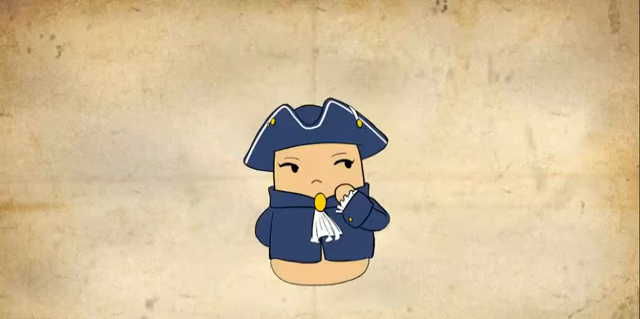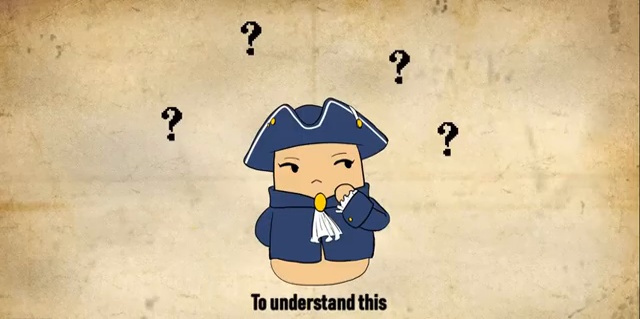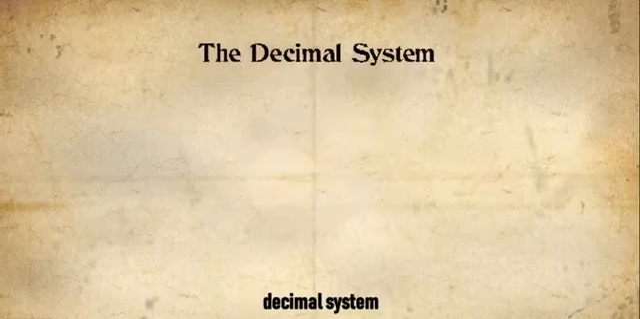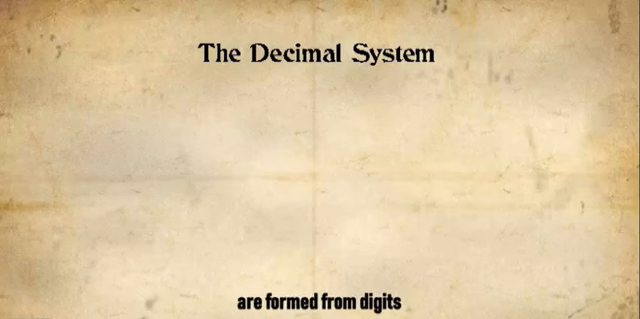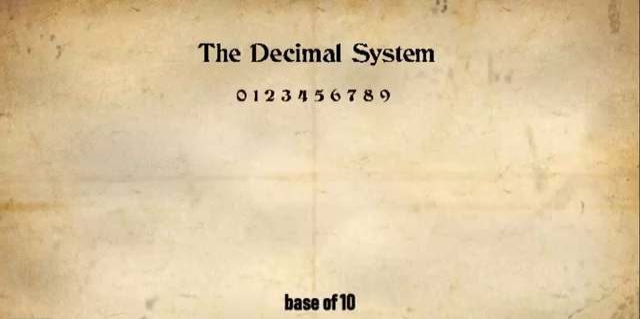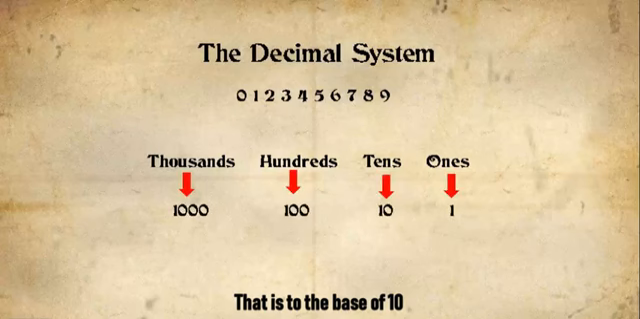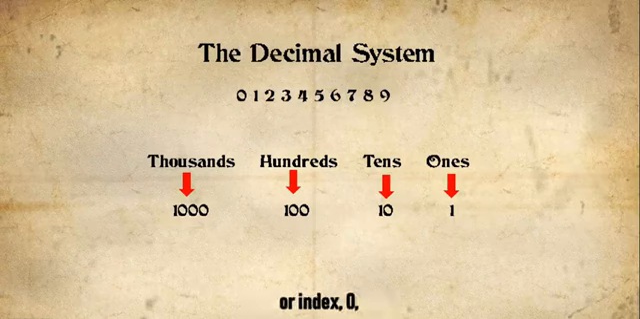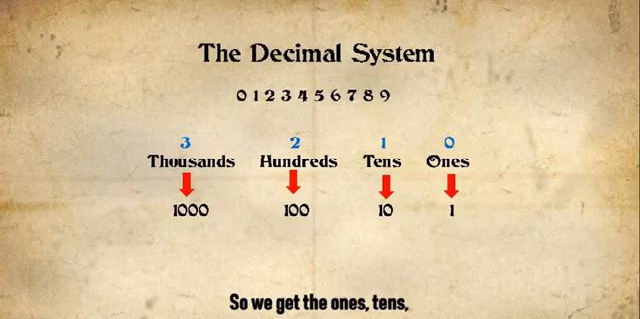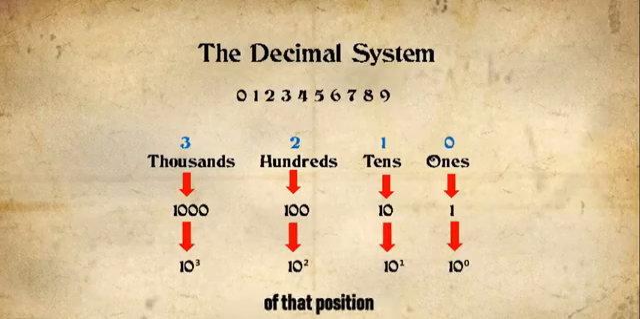So how do these ones and zeros become numbers then? To understand this, first let's look at the decimal system. We know that numbers are formed from digits 0 to 9, and this is to the base of 10. Remember the tens, hundreds, and thousands we learned in math class? That is to the base of 10. Each position starting from the right is given the position number or index: 0, 1, 2, 3, and so on. So we get the ones, tens, hundreds by actually having 10 to the power of the index number of that position. It's the exact same thing in binary.